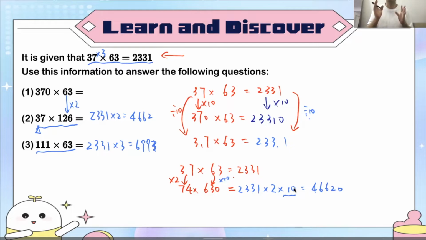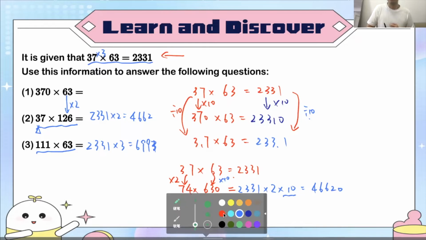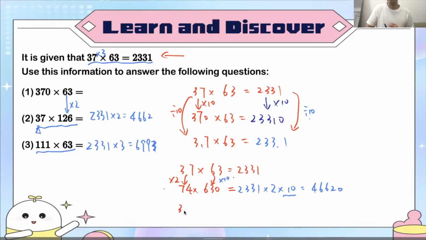One more question. If I change the question, we have 3.7 times 126. What is the answer?